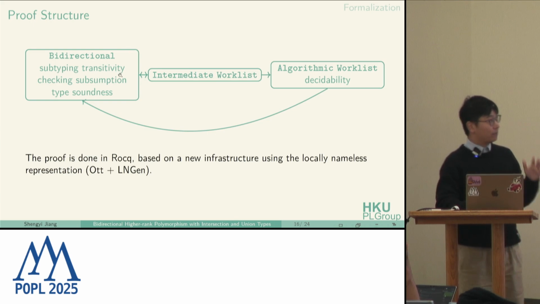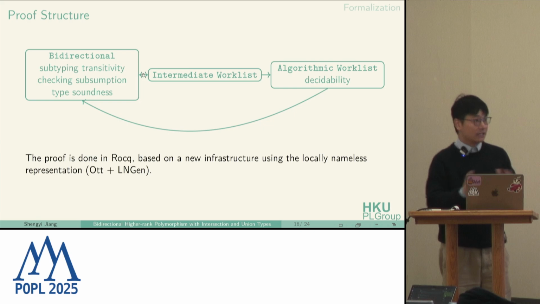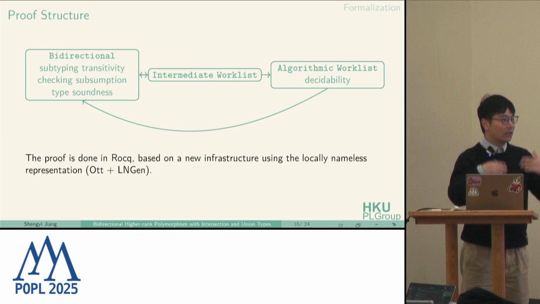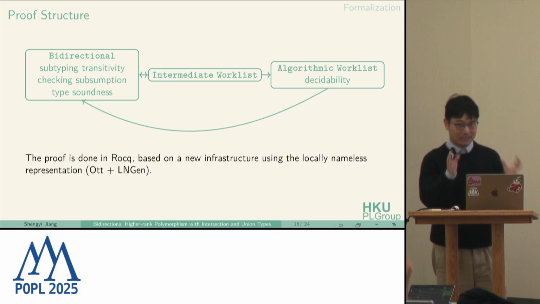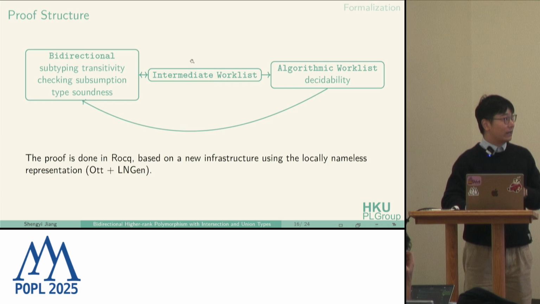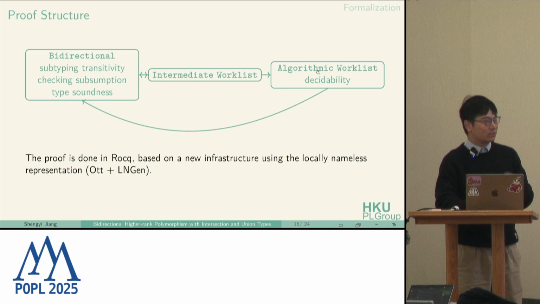And this is a proof structure with properties proved in each system, and the arrows indicate their relative soundness and completeness. Here, soundness and completeness means whether they infer the same set of programs and type check the same set of programs. We also have introduced this intermediate worklist to bridge the gap between these two systems, so it makes the whole proof simpler.